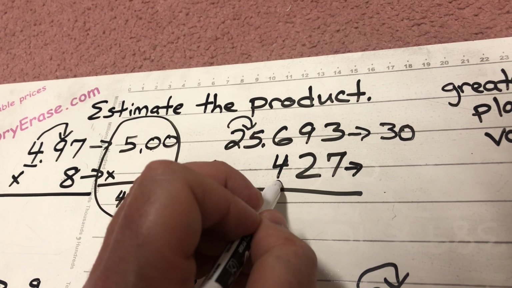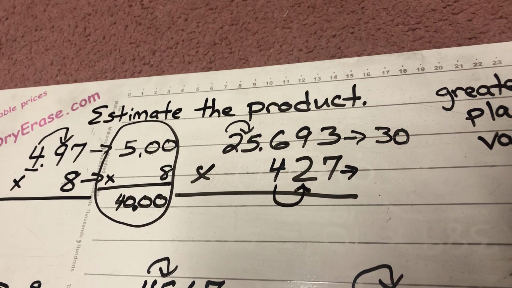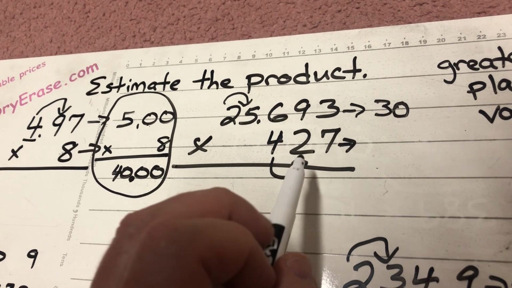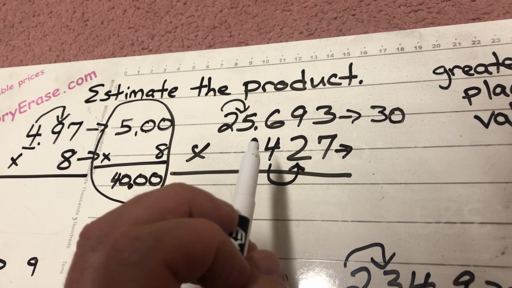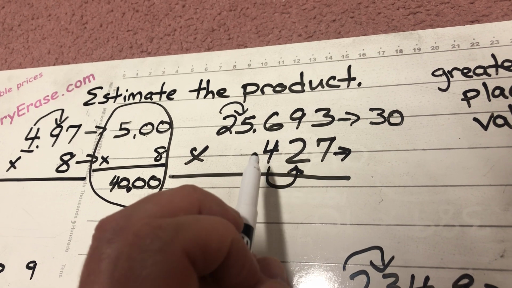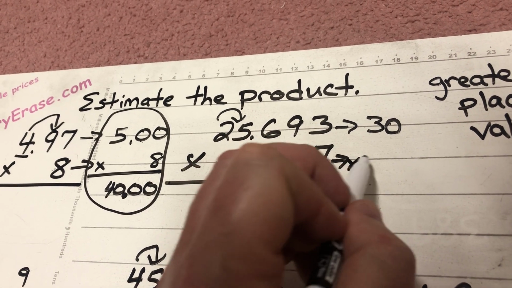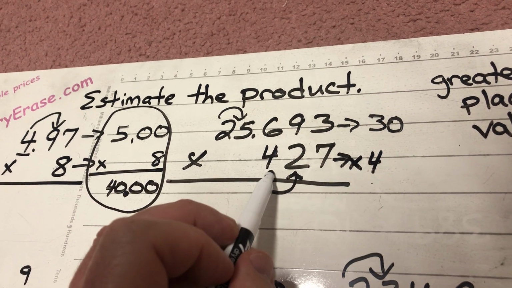427, I go to the 4. The 2 is telling me what to do. The 2 tells me to round down. And just a final reminder, rounding down does not mean that the 4 becomes a 3. Rounding down means that the 4 stays a 4. So it's times, that becomes a 4.